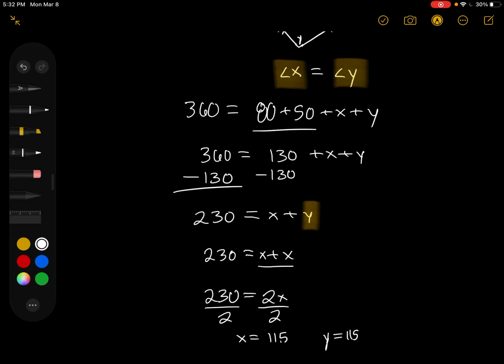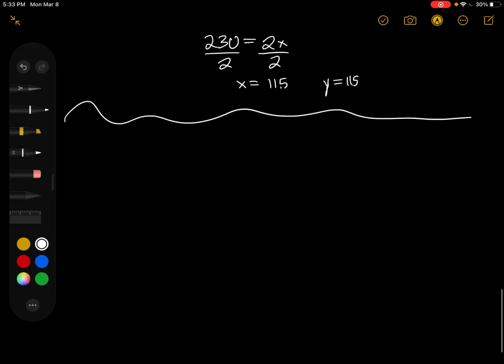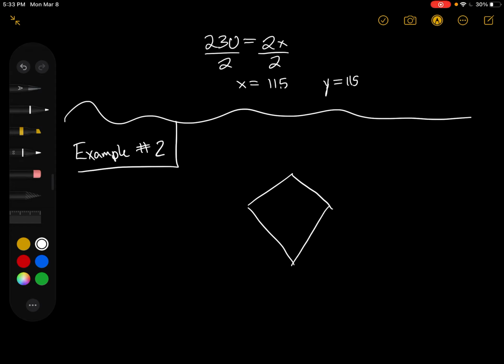So that honestly is going to be a pretty typical question where you're going to have to solve for some angle measures. So something to think about there. And again, honestly, I would do a second example here, and I can do one, but it's going to be almost identical in its setup. So I'll call this example number 2. Not too much is going to change here in terms of how we go about these questions.